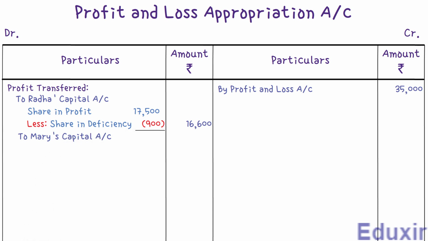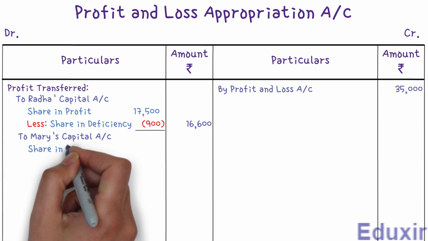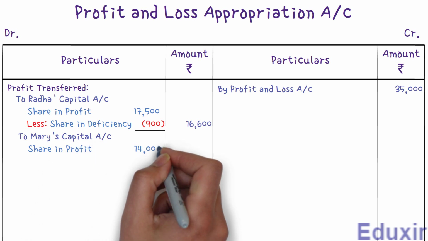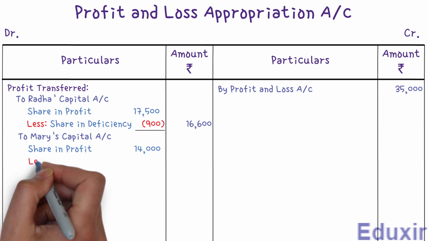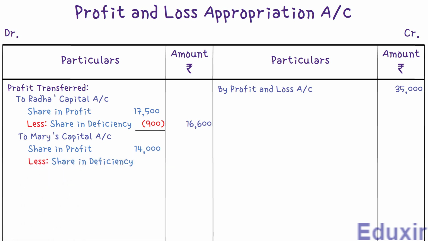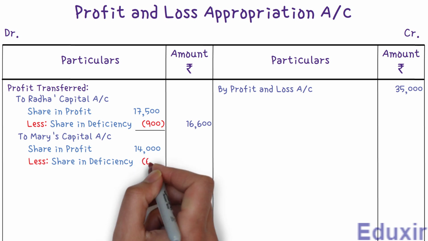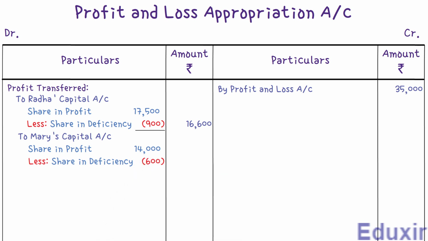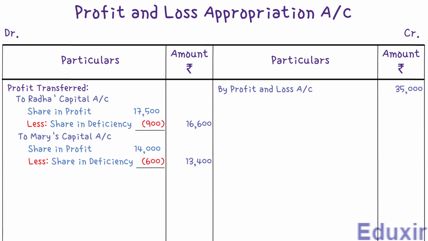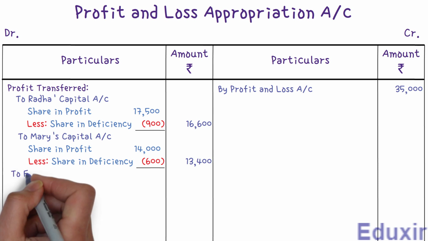Let's then write the partner Mary's share in profit calculated as per the profit sharing ratio, which is 14,000 rupees. From this, let us lessen her contribution to the partner Fatima's profit share deficiency from guaranteed amount. This is 600 rupees. Now, from 14,000 rupees, if we subtract 600 rupees, we get 13,400 rupees. Let's write this amount in the amount column. Let's then write to Fatima's capital account.